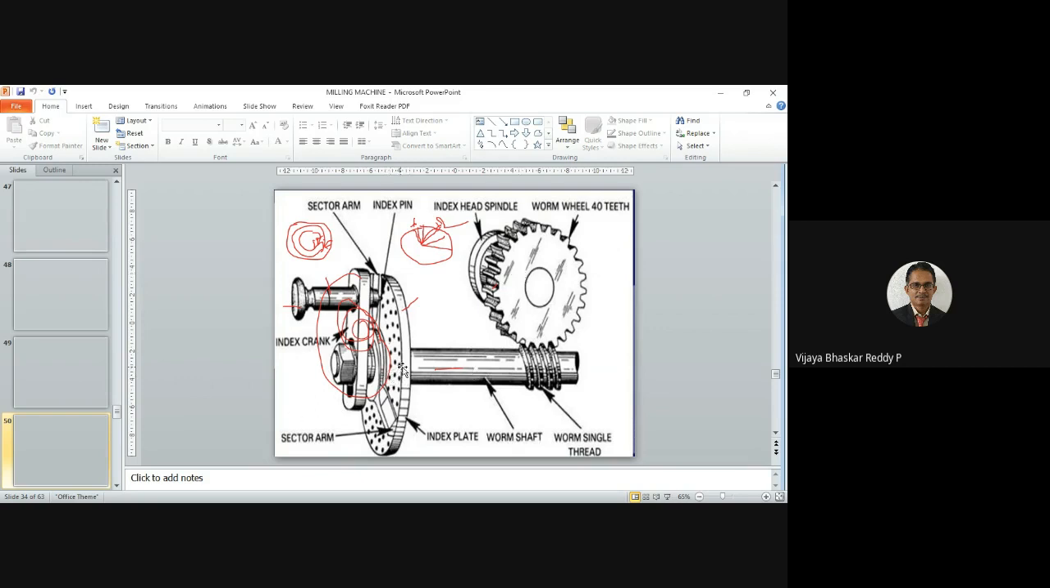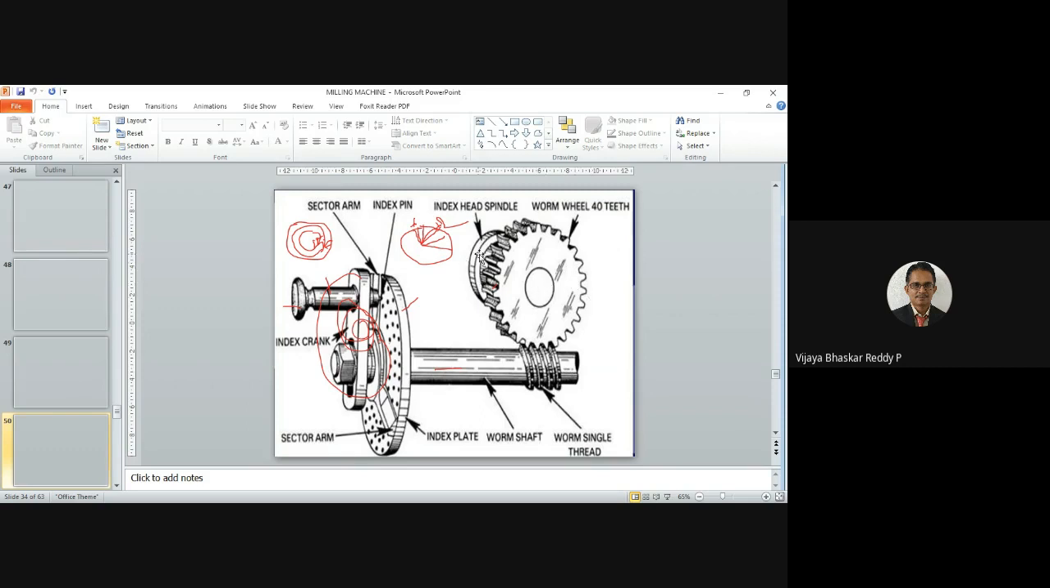Based on that we can rotate it 40 turns, or 1.5 turns, or 2.5 turns. So quarter turn, half turn, based on that we can rotate it. This is called the worm shaft, a single-threaded worm, and this is the worm wheel with 40 teeth.